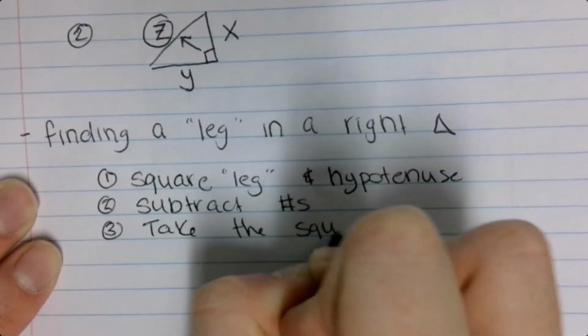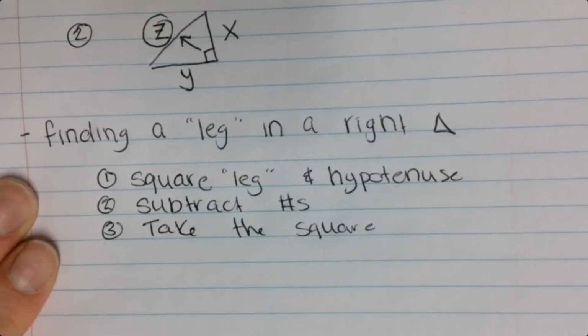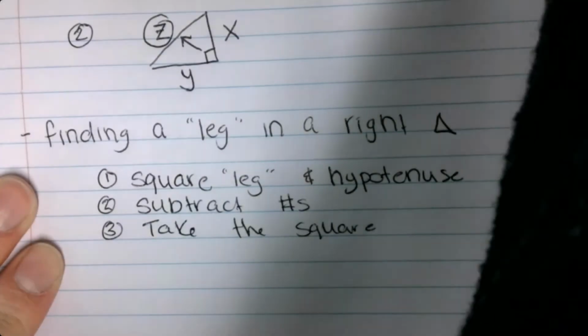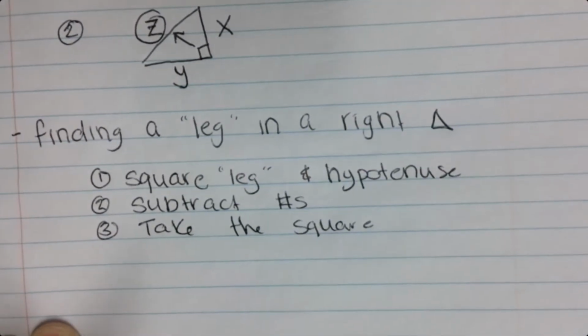So it's very similar to what we did last class, but instead of adding the two numbers, we are going to subtract the two numbers. And I will show you why when we get to our examples. So let's get to it.